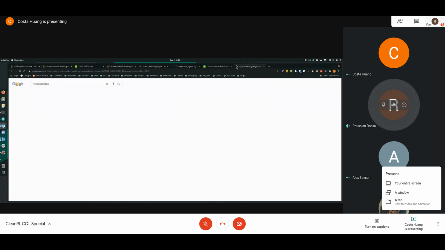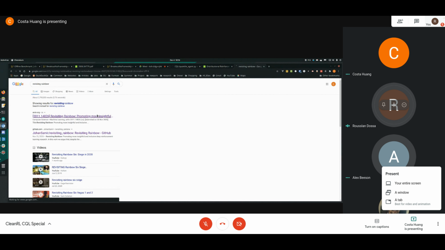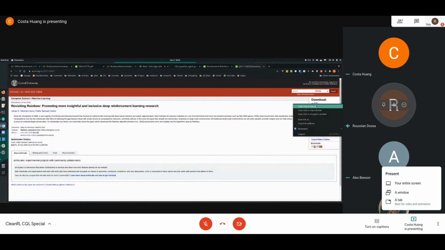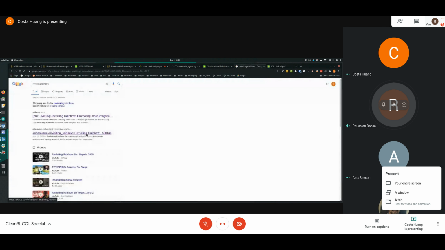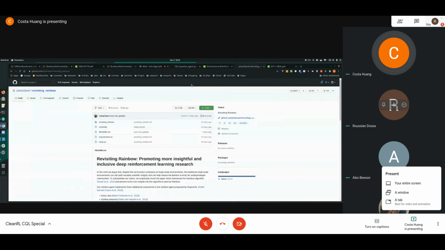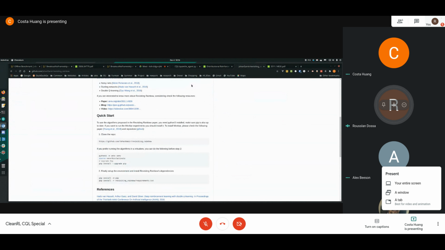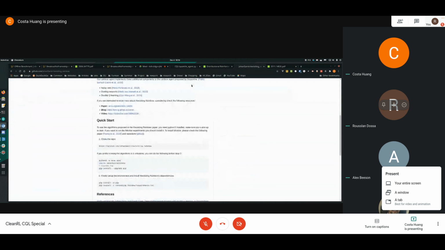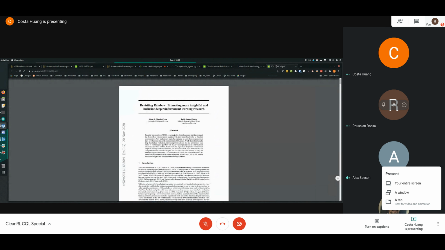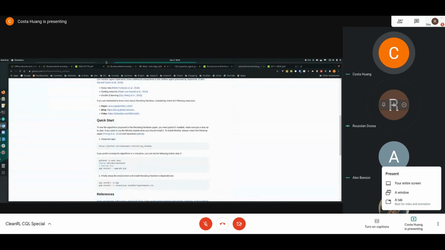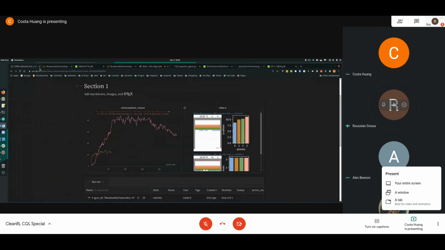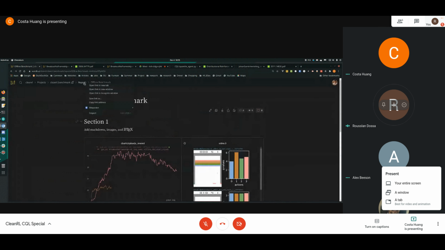Because if I remember correctly, in C51 we had 51 atoms, right? With QR, the quantile regression, they get rid of the atoms to have something smoother and continuous for the estimation of the Q. I see. So maybe like a relaxation. Okay, that sounds like a really good idea.